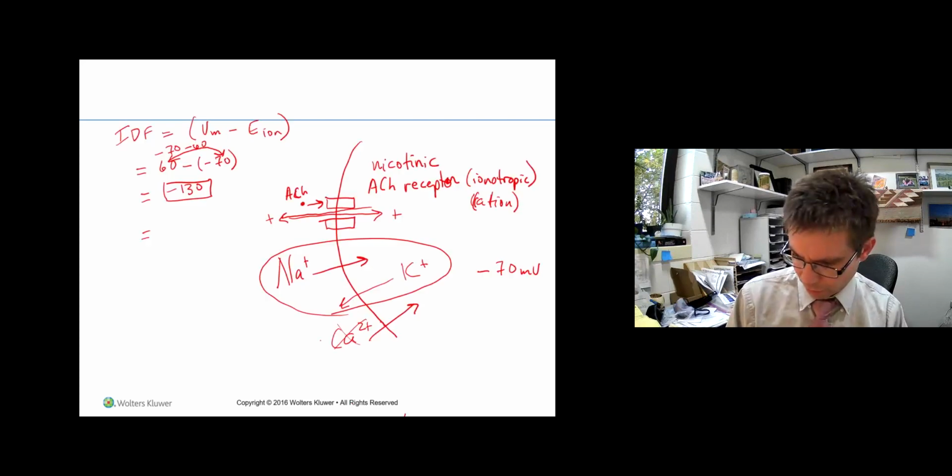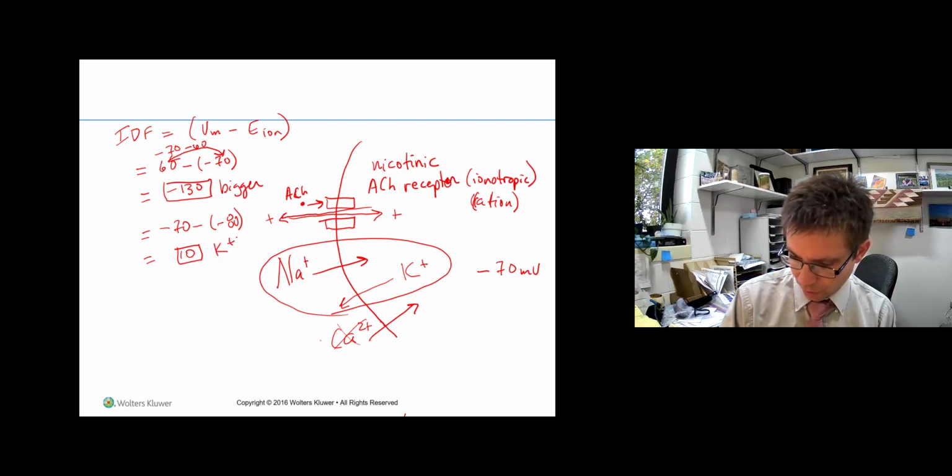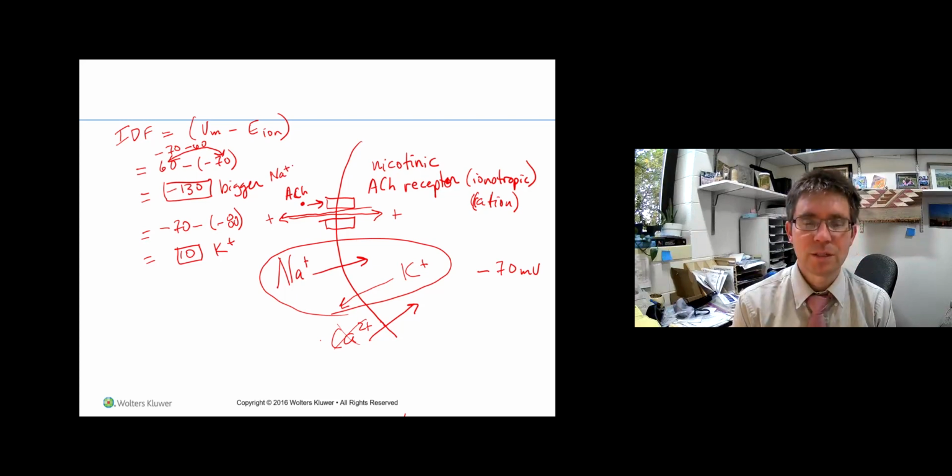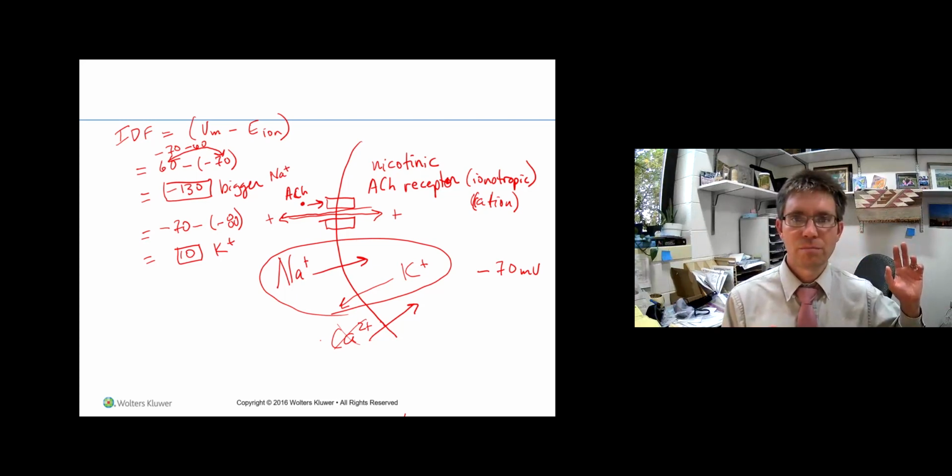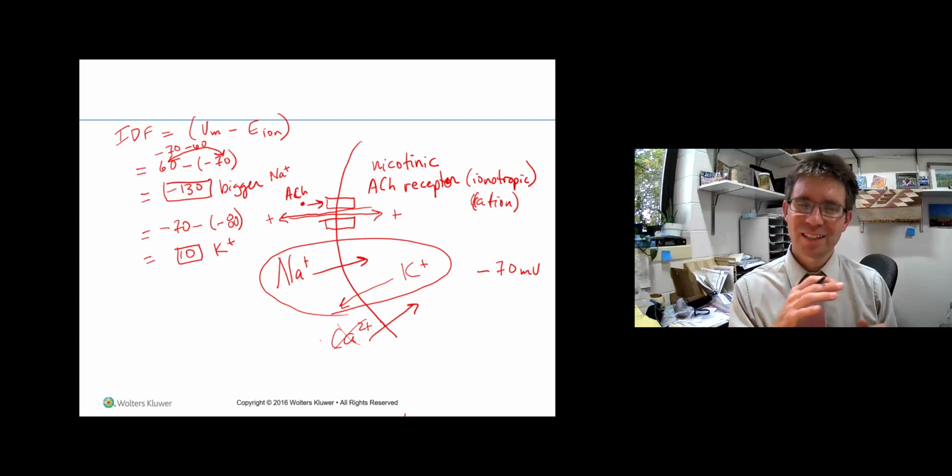If we look at potassium's ionic driving force, it would be equal to negative 70 minus negative 80. So negative 70 minus negative 80 is 10. So in terms of magnitude, the ionic driving force for sodium is way bigger than potassium's. So when we open that channel, sodium kind of bullies its way into the cell, and because there's such a powerful force driving sodium into the cell, potassium, even though there is a force pushing it out, is not going to be able to really get out. So the overall effect of opening this channel is going to be to depolarize the cell, because sodium will come in way more than potassium can leave.